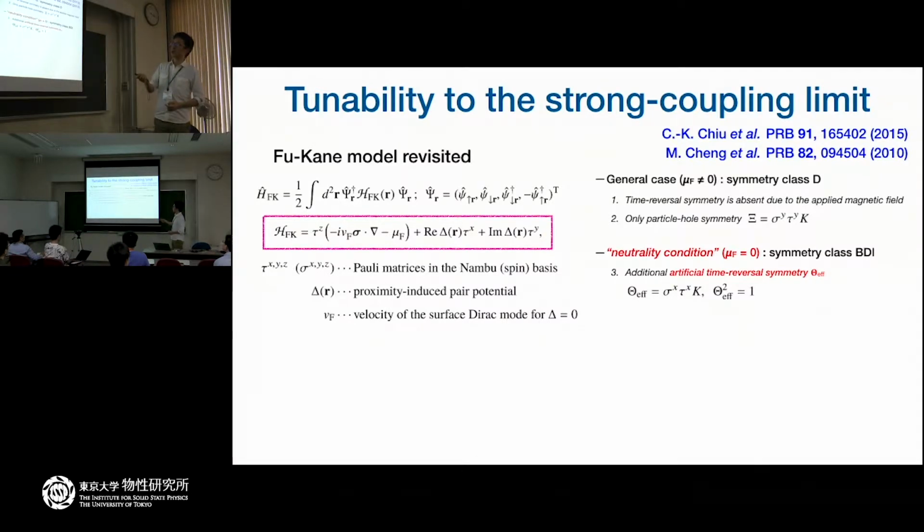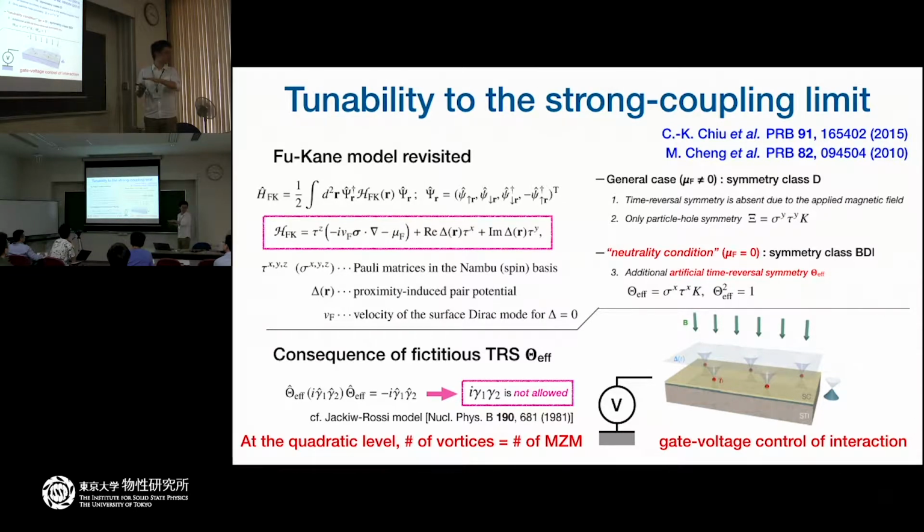This is just the quadratic Bogoliubov-de Gennes Hamiltonian for the surface system, subject to the superconducting proximity effect. We have basically two cases, which are different in terms of symmetry. In a generic case where the chemical potential is different from 0, the symmetry class is D. But we can assume the chemical potential to be 0. That looks very special, but in principle one may use some gate voltage to control the chemical potential at the surface. That is more or less the argument.